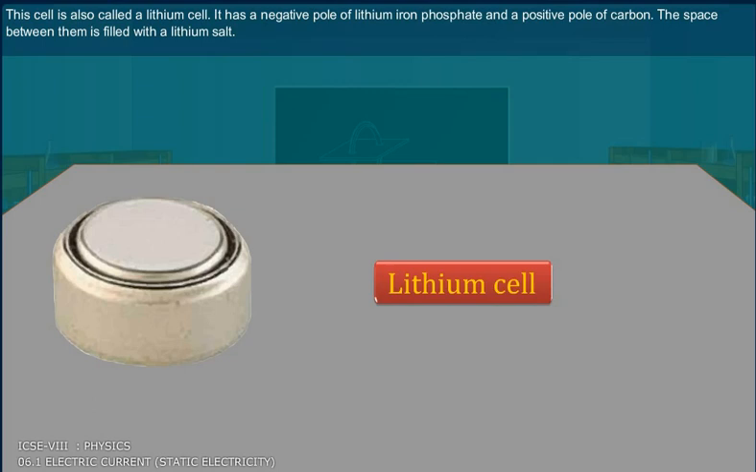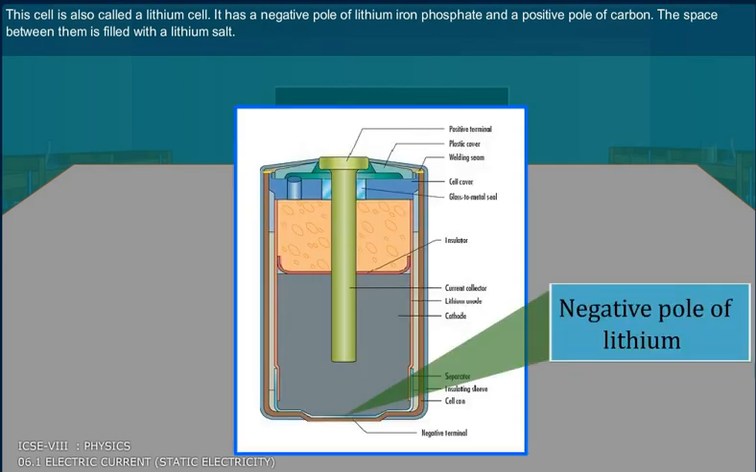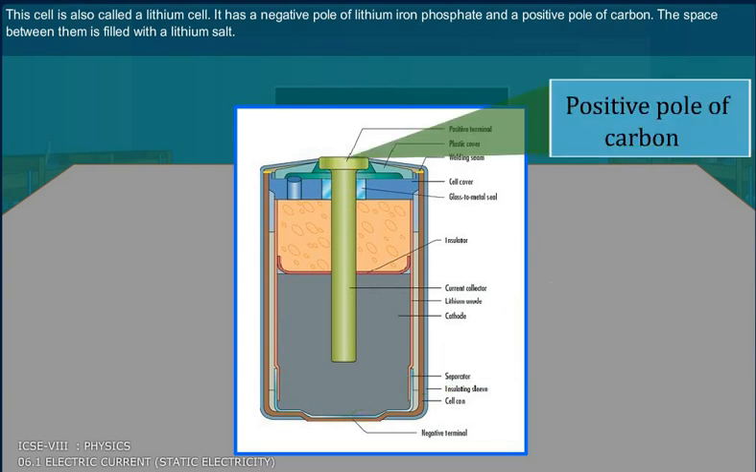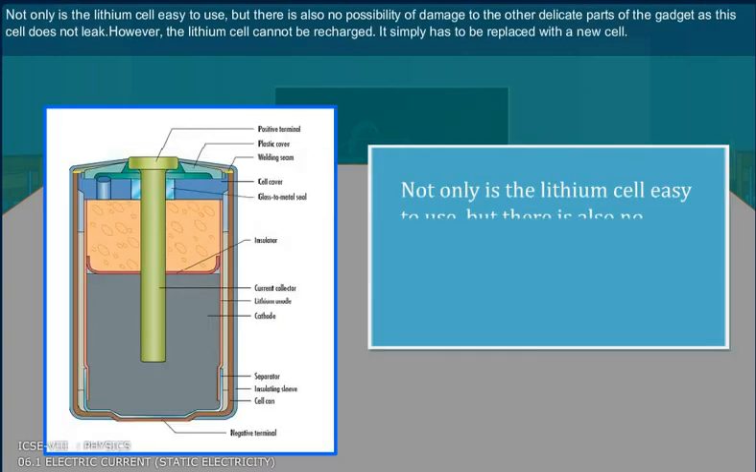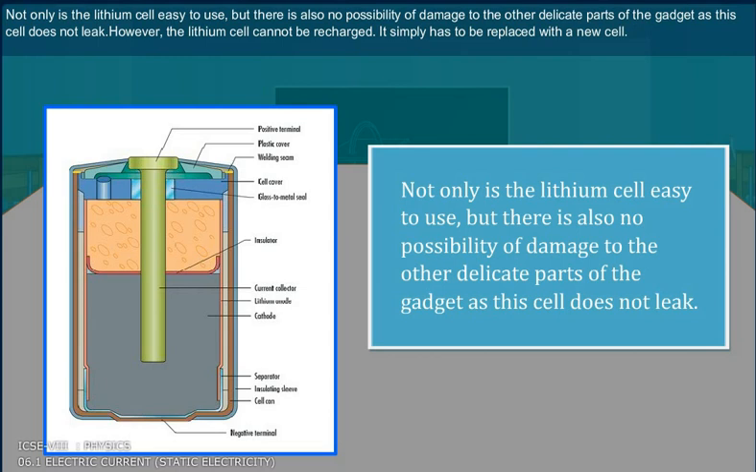This cell is also called a lithium cell. It has a negative pole of lithium iron phosphate and a positive pole of carbon. The space between them is filled with lithium salt. Not only is the lithium cell easy to use, but there is also no possibility of damage to the other delicate parts of the gadget as this cell does not leak. However, the lithium cell cannot be recharged. It simply has to be replaced with a new cell.